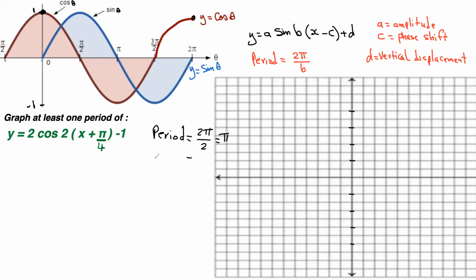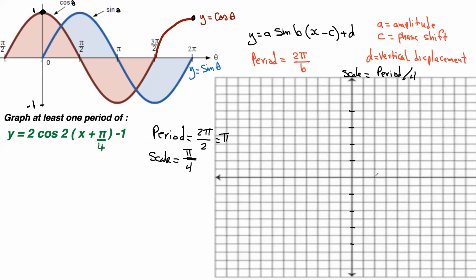I always like to find the scale after I find the period. And usually to find the scale, just take the period, which is π, and divide it by 4. So therefore, I'm going to scale by π/4. Okay, now, what does that mean, scale by π/4? What it means is make π into 4 segments.